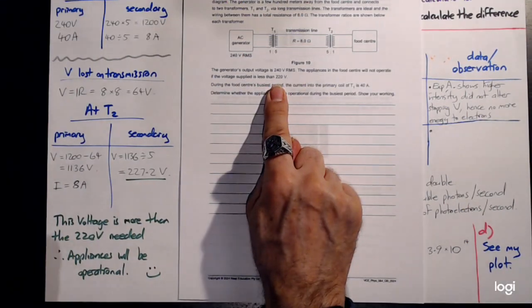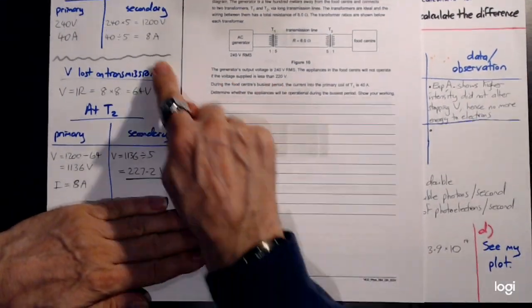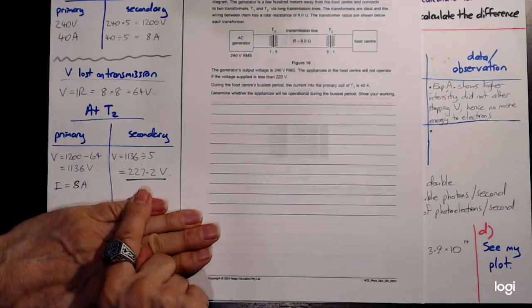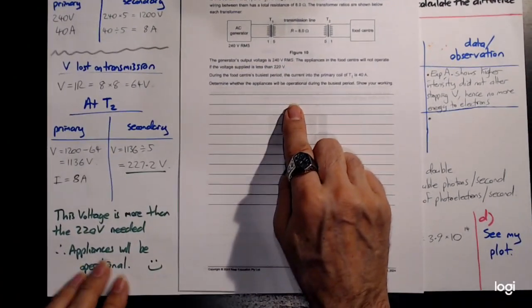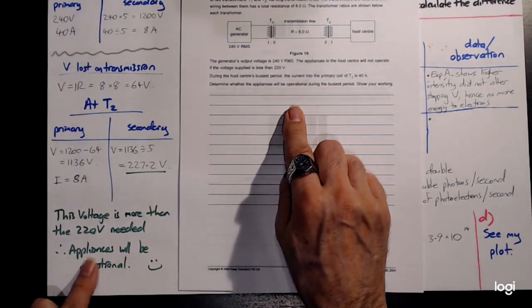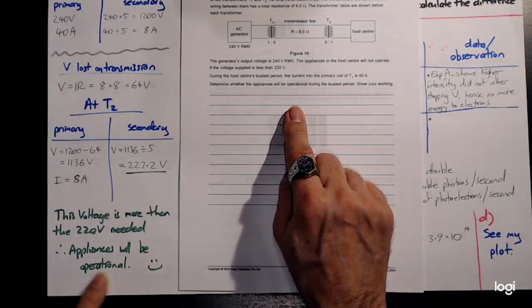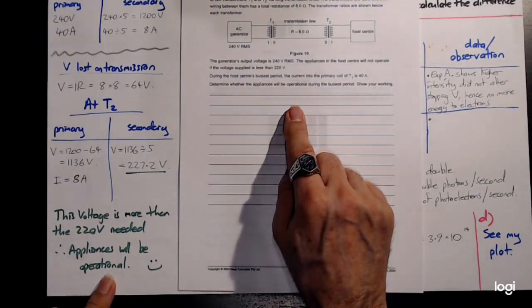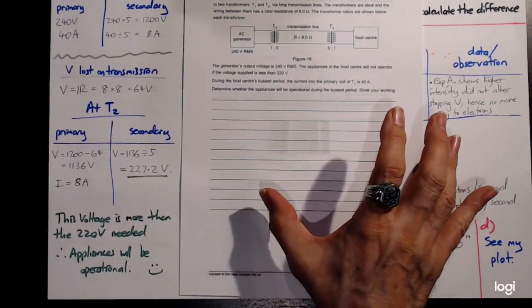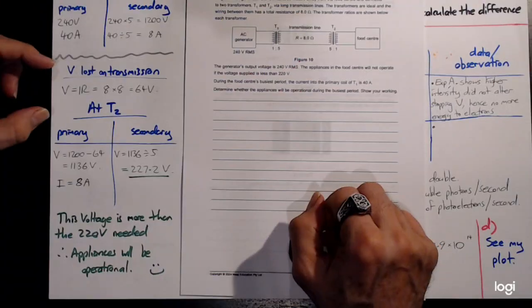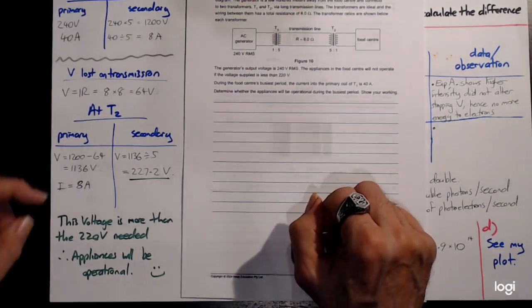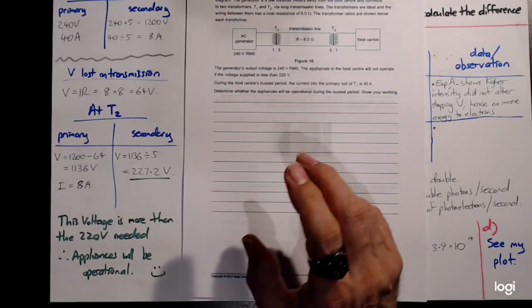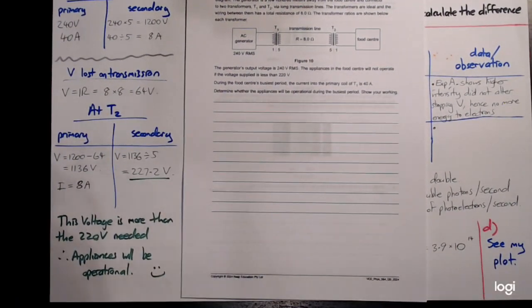So you then answer the question finally. Don't do that and just say, I'm done. You're not. This is you're done. This voltage is more than the 220 volts needed. Therefore, the appliances will be operational. That's the answer to the question. But I cannot emphasize too much that setting this out really clearly is going to matter. It's going to help you, and it's absolutely going to help the person who marks it. Trust me, I mark these things for a living.